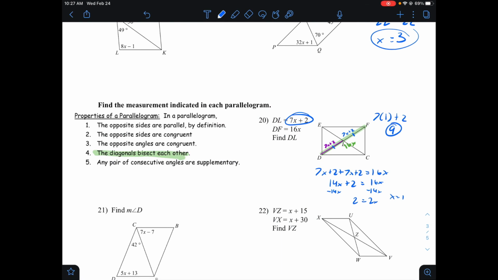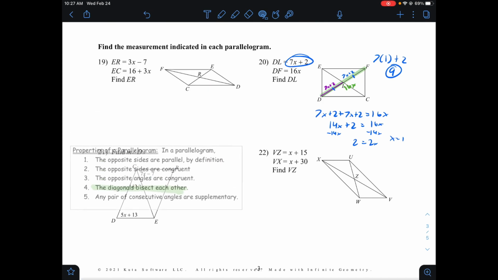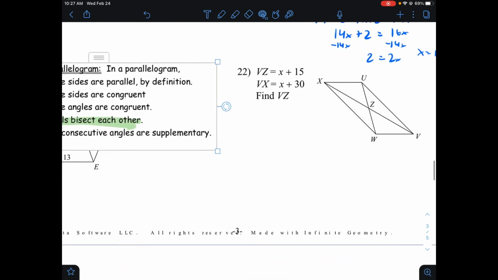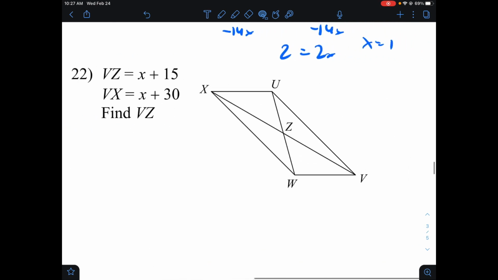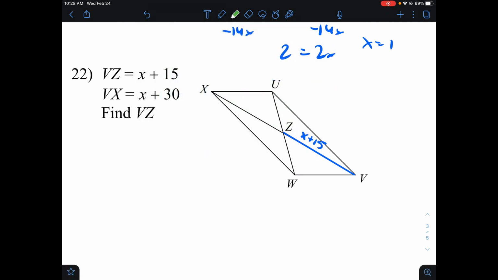All right, let's do another one. I feel like these are going to be a little bit tricky for you guys. So let's try, we can go ahead and do 22. They tell us that VZ is x plus 15. And then they tell us that VX, which is the whole thing, is x plus 30.